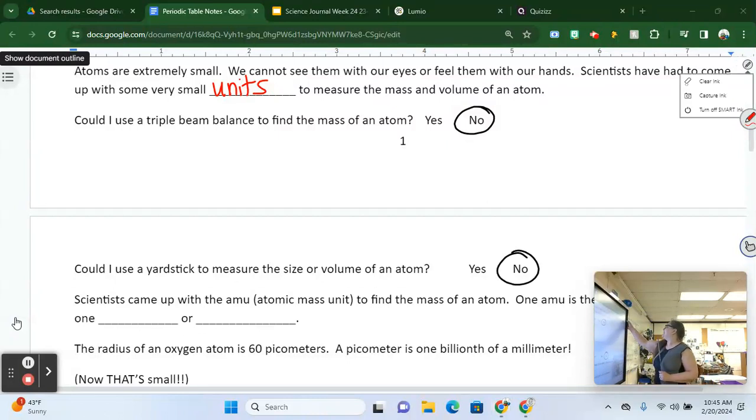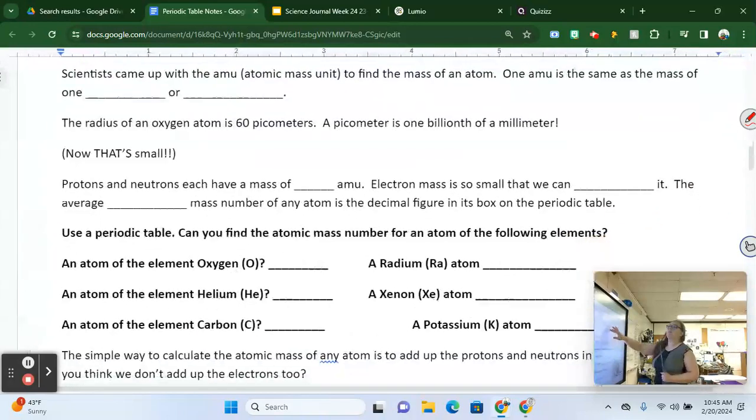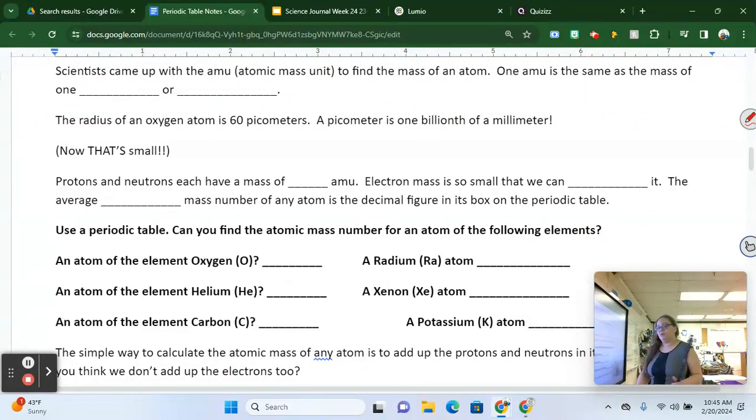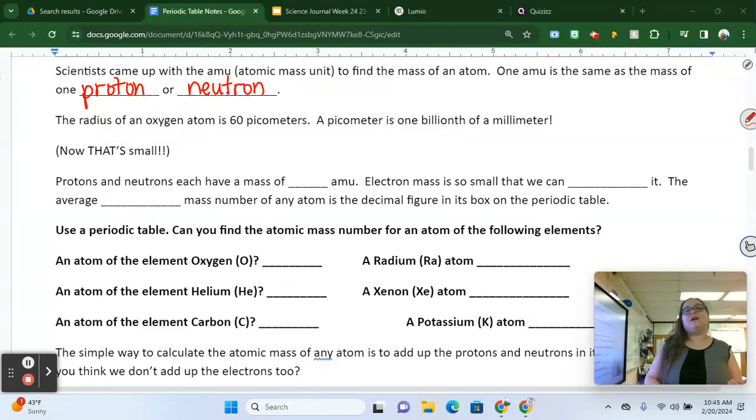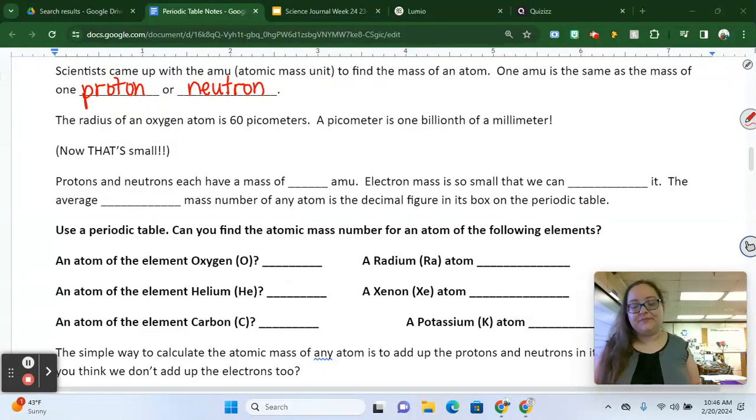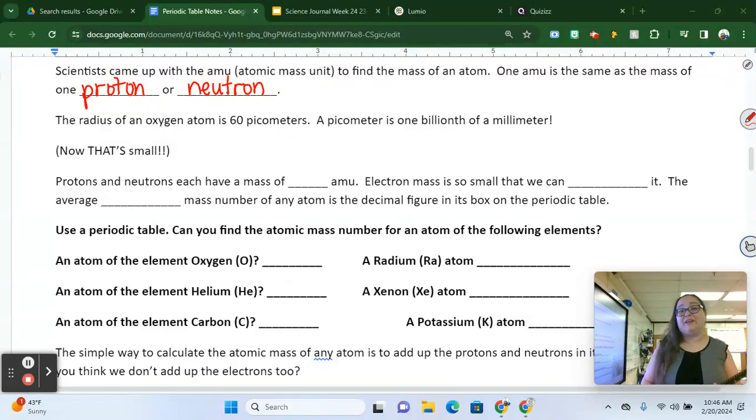All right. So the scientists came up with the AMU as the unit for the mass of an atom. So 1 AMU is the mass of 1 proton or 1 neutron. Protons and neutrons have the same mass, they weigh the same, and it's 1 AMU. So the radius of an oxygen atom is 60 picometers.